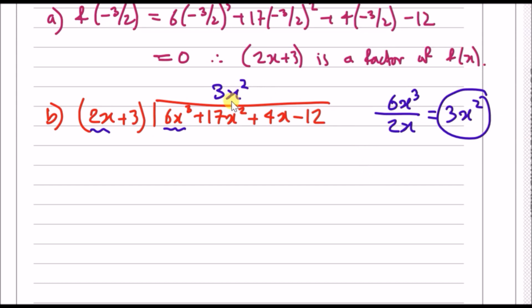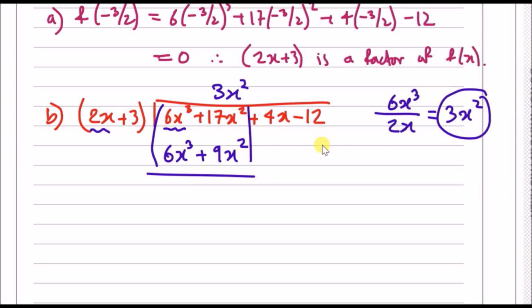Now, step 2. What you can do next is use your result and multiply it against this bracket here. So 3x squared times this linear part. When you do that, you should get 6x cubed, but this time plus 9x squared, okay? And now all we do is subtract these two, yeah? So subtract these two values. And when you do that, well, 6x cubed take away 6x cubed is nothing.